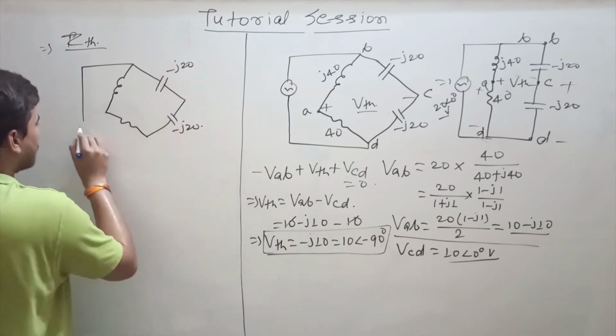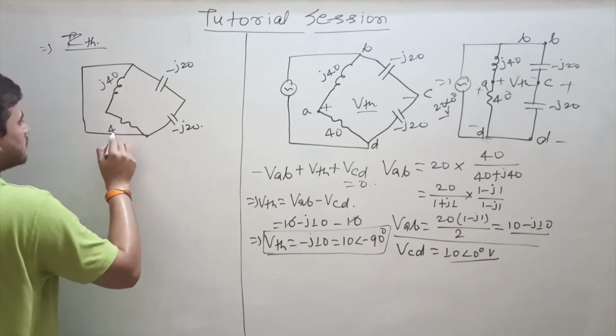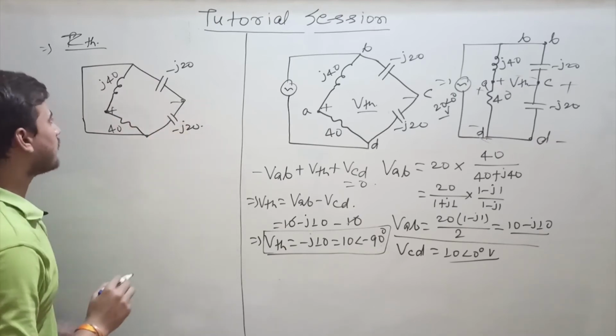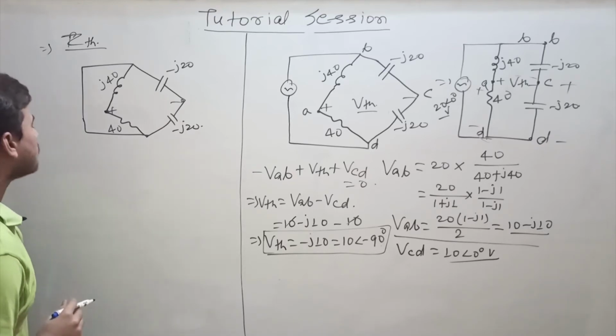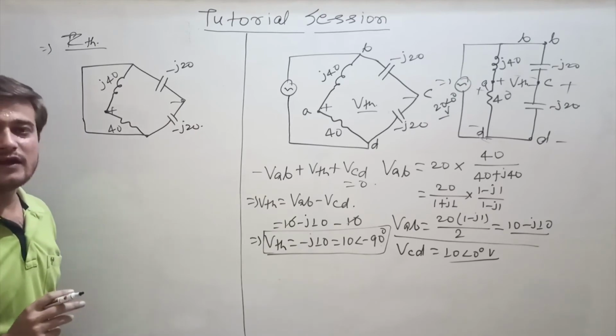J20, here it is short circuited, J40, here it is 40. You have to find resistance across this one. So now again you will have to do one more change in this circuit, then you can easily find ZTH.